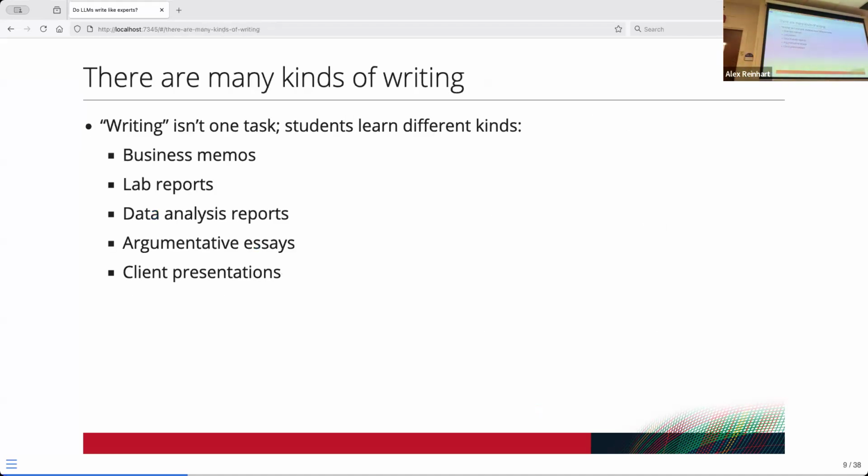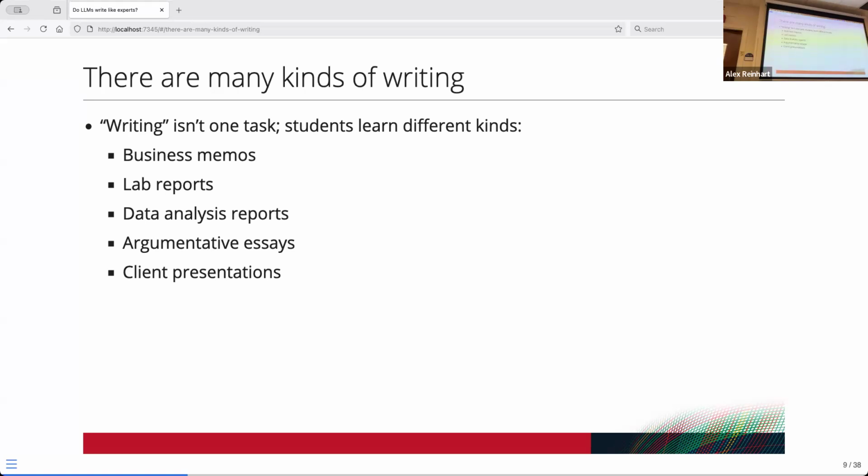But also, writing isn't one thing. There's lots of kinds of writing you might do in college or wherever, from business memos to data analysis reports to presentations for clients to emails to informal text to your buddies, etc. And they all look different.